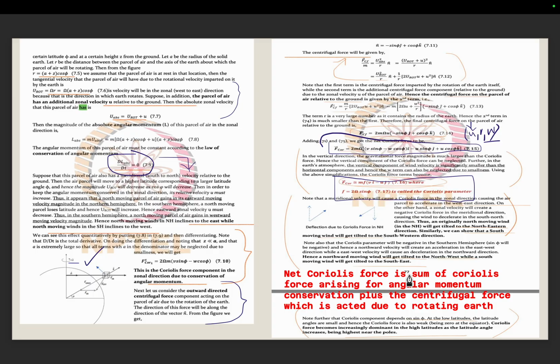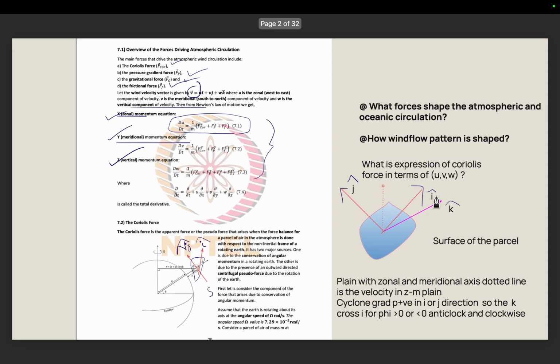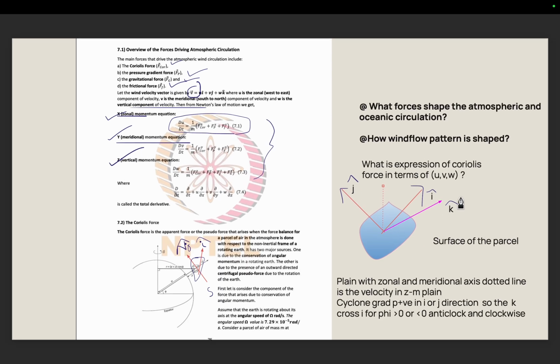Now, the main idea of these first two pages was to write the Coriolis force as a function of two directions, that is the i cap direction and the j cap direction. In the k cap direction, this Coriolis force is neglected.